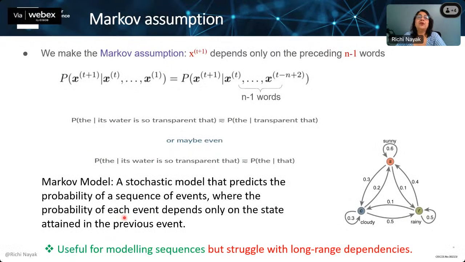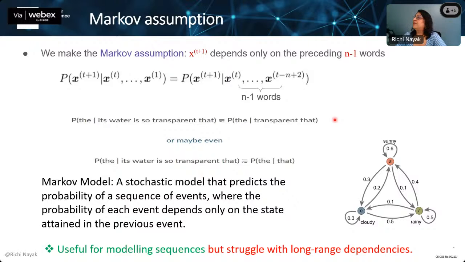There is no generalization happening. So what we do is apply the Markov assumption that we learned before: the prediction of the following word depends on the preceding n minus 1 words that we have seen. For example, predicting the probability of the next word after "its water is so transparent that" by just using the last word token. So we all know about Markov models based on these assumptions.